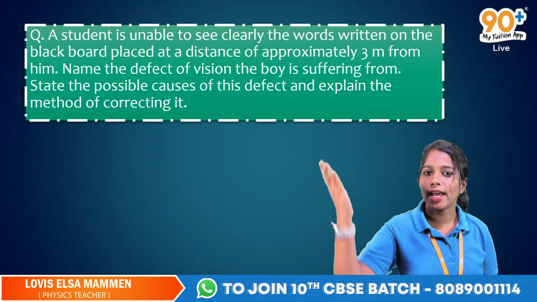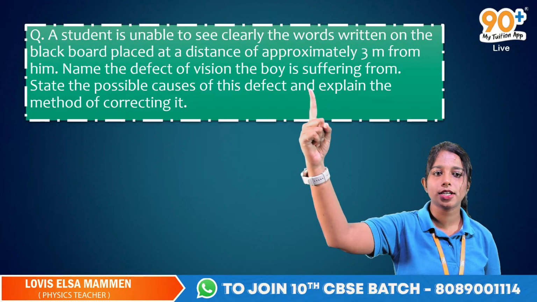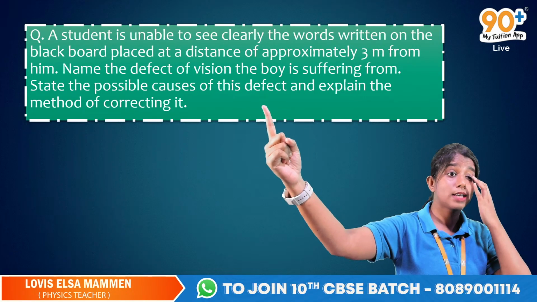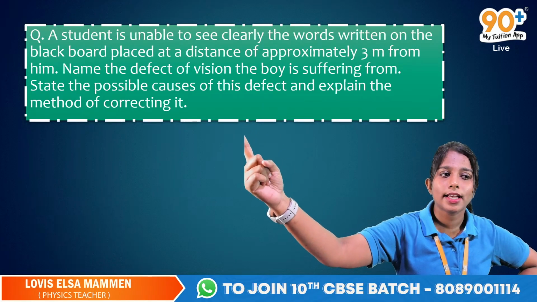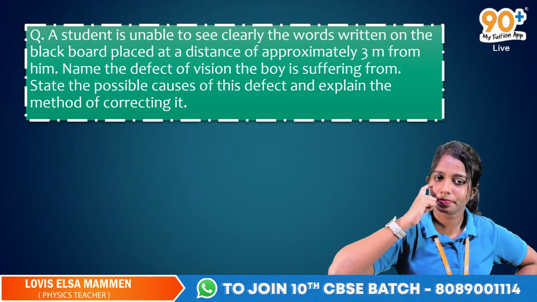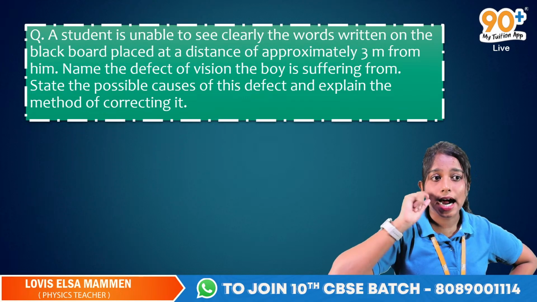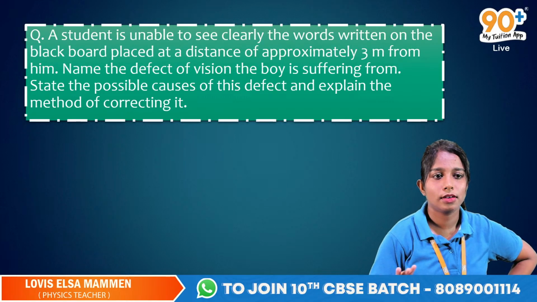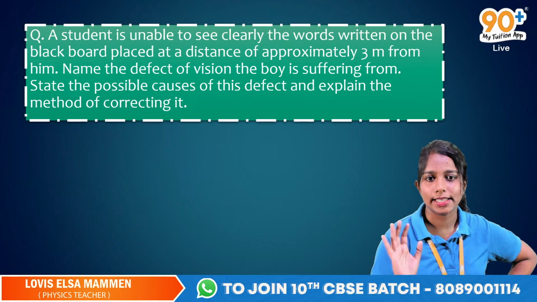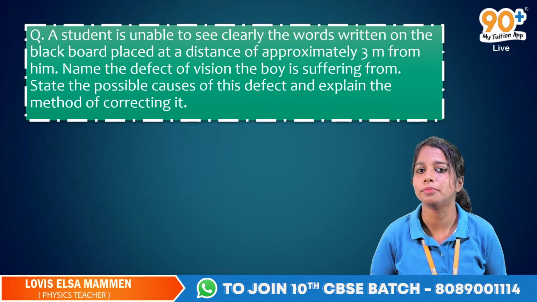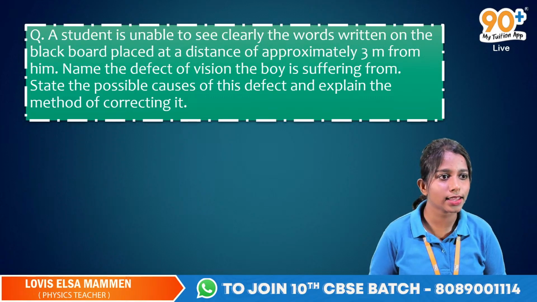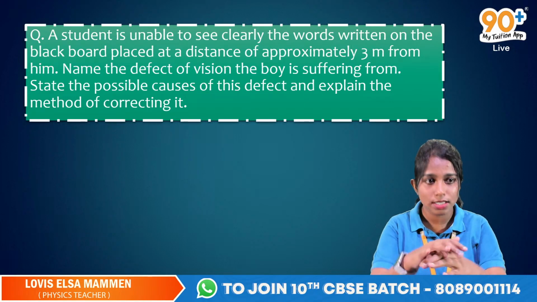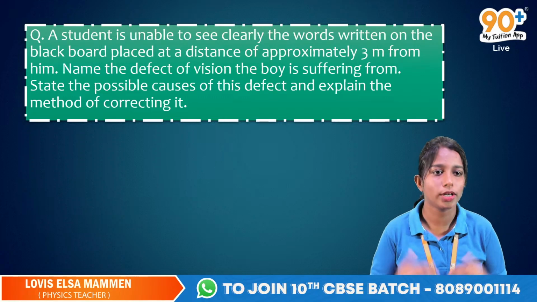Now identify. Name the defect of vision. Identify which defect it is. Just comment it in the comment box. Yes. Everyone comment it. Boy is unable to see clearly the words written on the blackboard. Blackboard എഴുതിയിരിക്കുന്നത് കാണുന്നില്ല. That means he can see things near to him. Blackboard എഴുതിയിരിക്കുന്നത് കാണുന്നില്ല എന്നേ ഉള്ളൂ. But he can see things which is closer to him. So what is that type of vision?